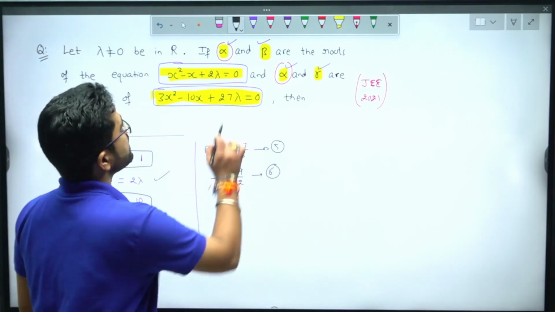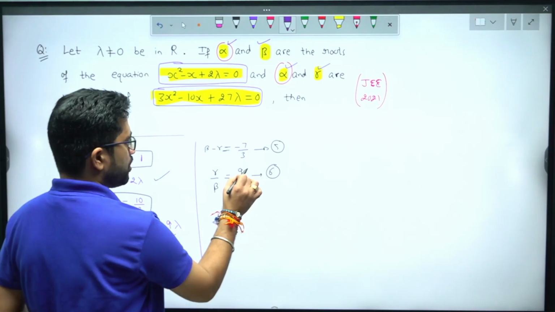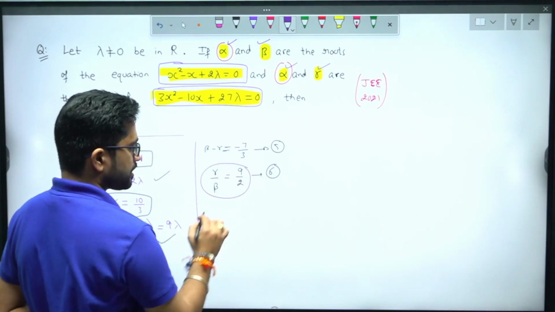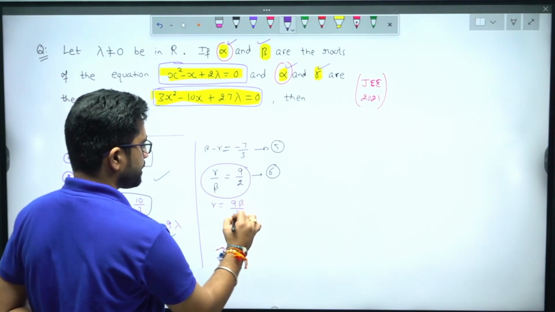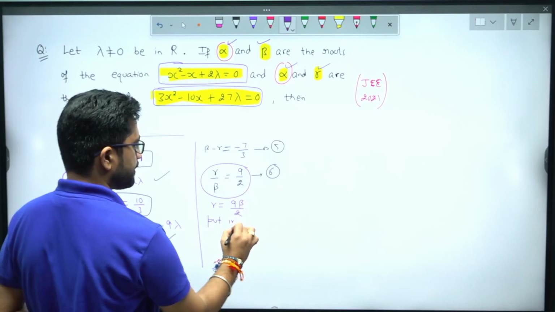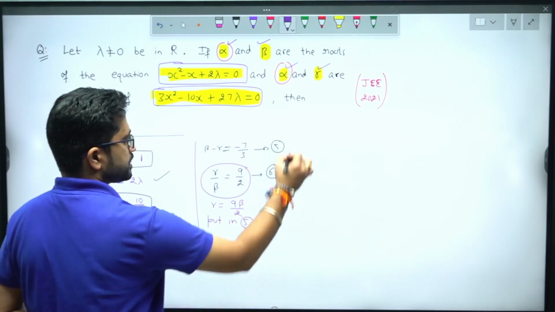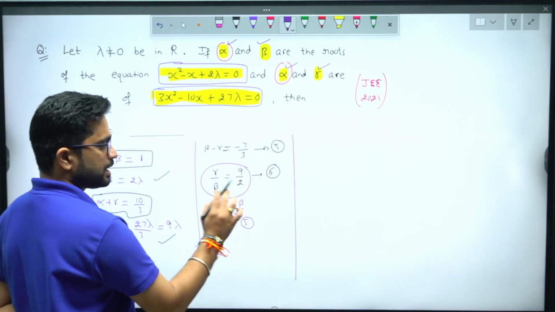Now from this particular equation, let me do some more calculation. Yes, I'll get the value of gamma here. Gamma comes out to be 9 beta by 2. Now I'll put this value in equation number 5. So yes, let's go here. Put in 5. What is the value of gamma? 9 beta by 2.